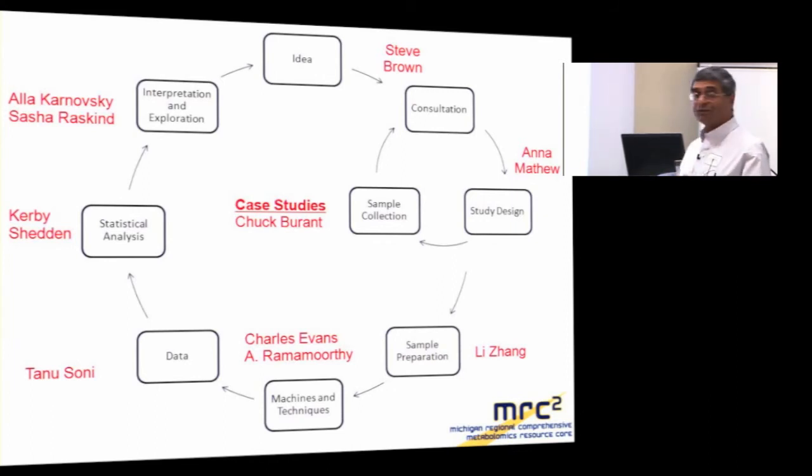Li Zhang will talk about the sample preparation issues and what you need to think about in terms of QC and other things. The machines and techniques are going to be addressed by Charles Evans, who's going to talk about the mass spectrometry component of this, and Rams, who's going to talk about the NMR component of this. And data extraction, the initial step, is going to be Tanu Soni, who just walked in. And the statistical analysis is going to be addressed by Kirby Shedden.